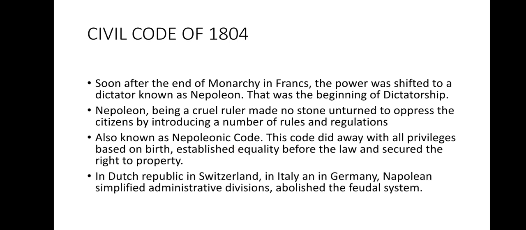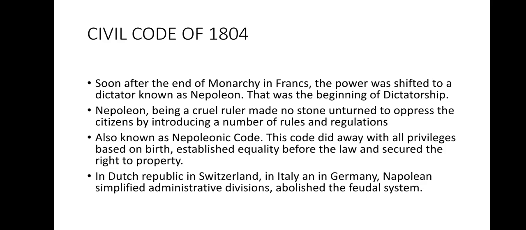See, in our India, right to property was also a fundamental right, but nowadays right to property is not a fundamental right, it's a legal right. But there, under the Civil Code of 1804, right to property was a legal right.